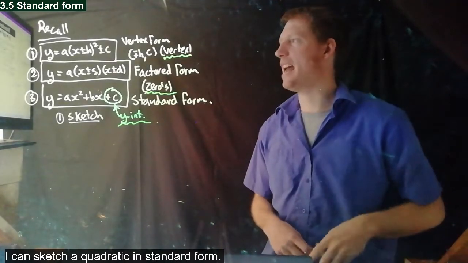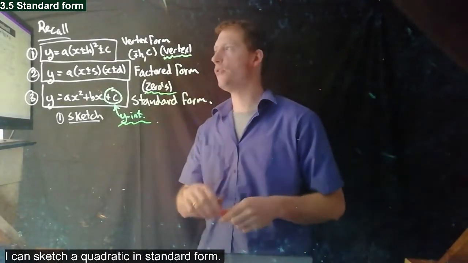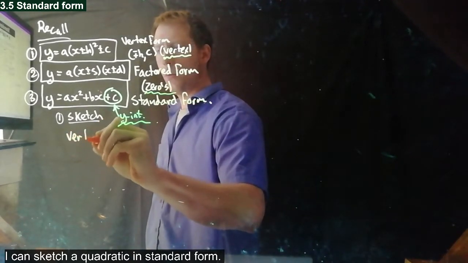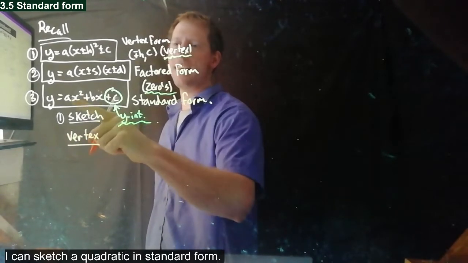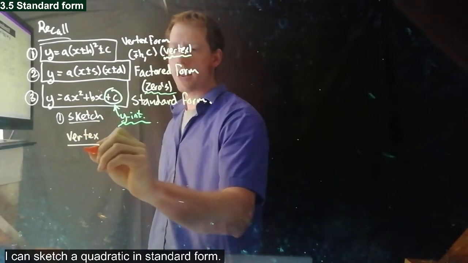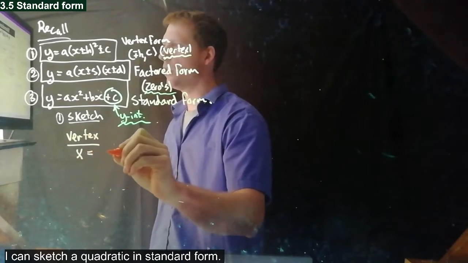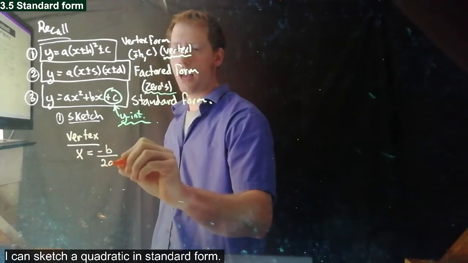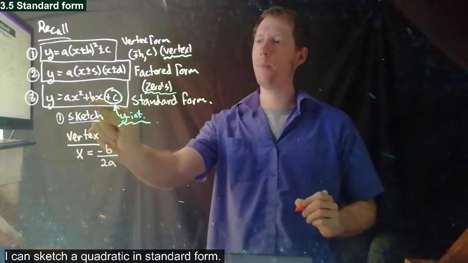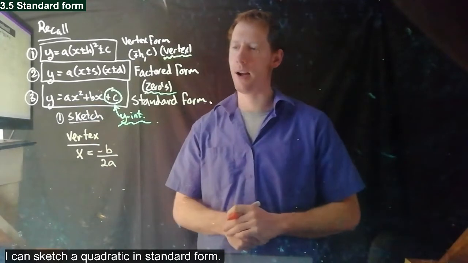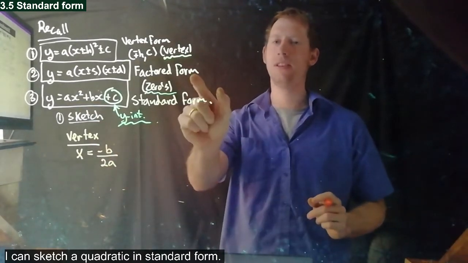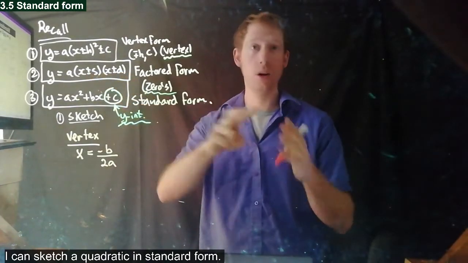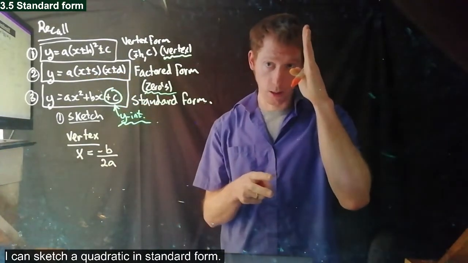So if we have to sketch, we can actually use this to find out the vertex as well. We can find the vertex in this form. The x location of the vertex is going to be equal to negative b over 2 times a, where b is the middle term and a is the first term. It's the same as in factor form, where you can just add up your two zeros and divide by 2. That's the line of symmetry.